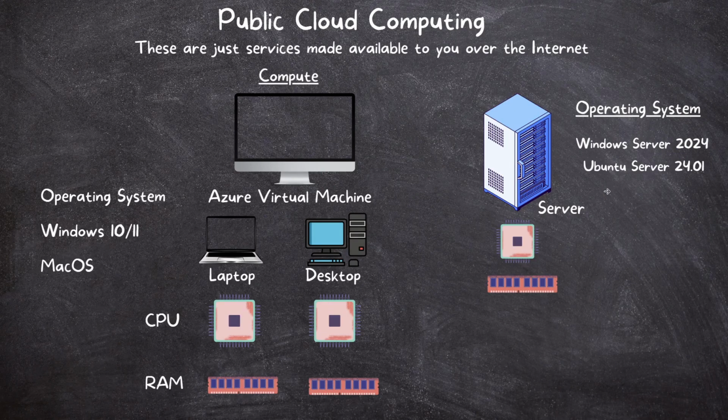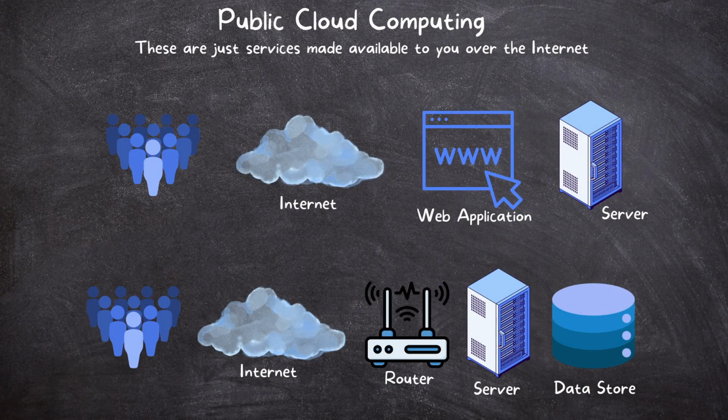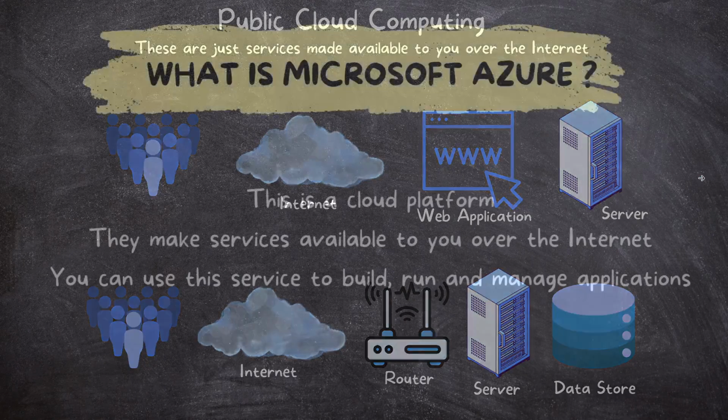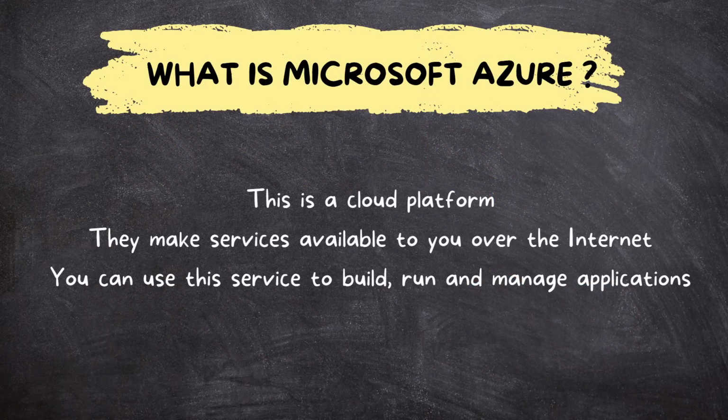Let's take an example. Companies that want to host applications typically start by setting up a server. This server will have its own CPU, memory, and storage. A server-based operating system is then installed, and the application is hosted on it. For instance, a web application can be hosted on a server made accessible over the internet to users worldwide. This is where the cloud platform comes into play.